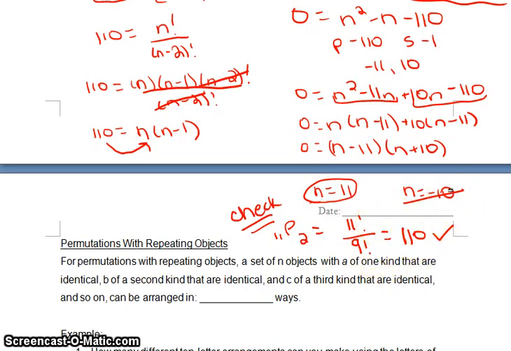So it doesn't matter how you go about solving it, as long as you get these numbers in there right, we should find that 11 factorial divided by 9 factorial is in fact 110, which is exactly what we wanted.